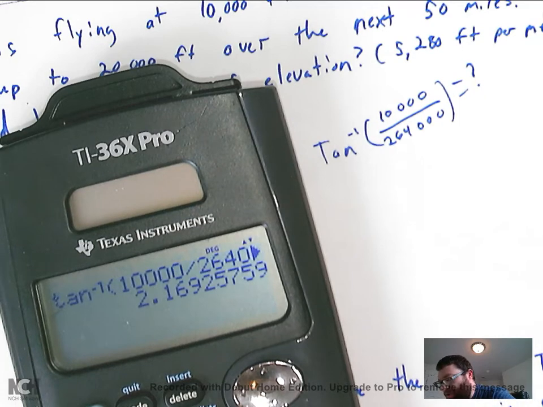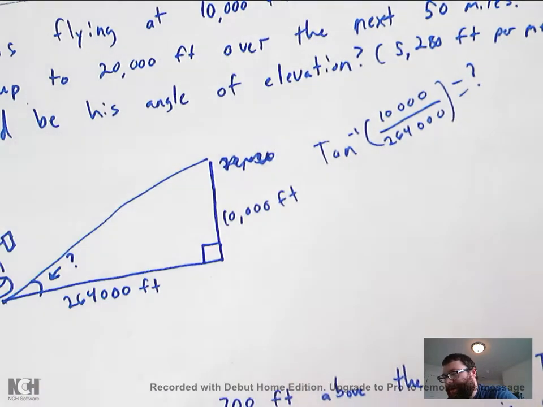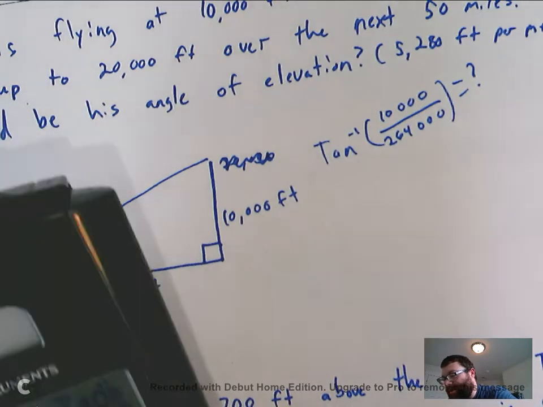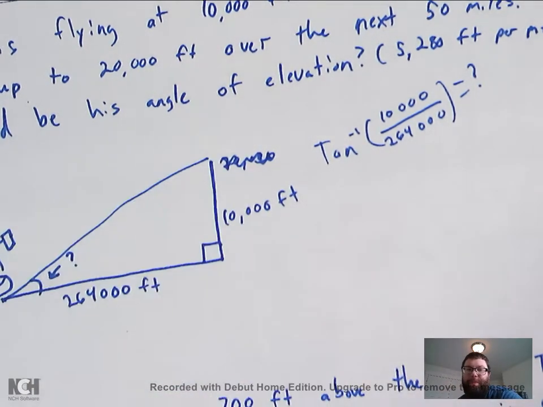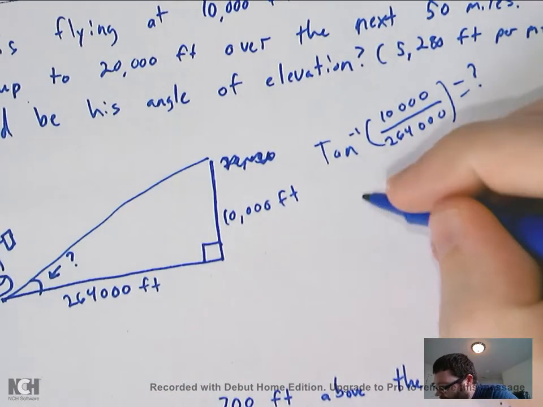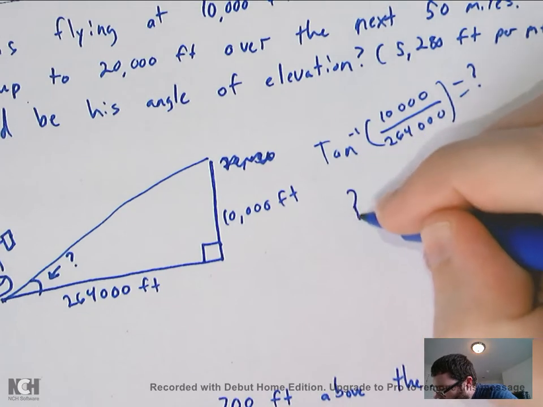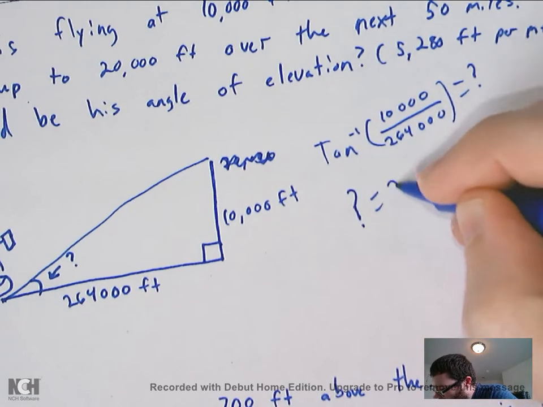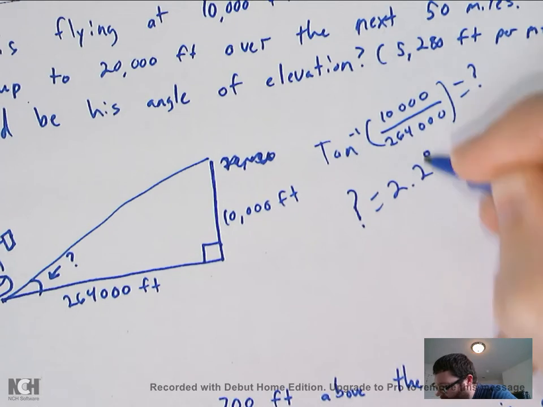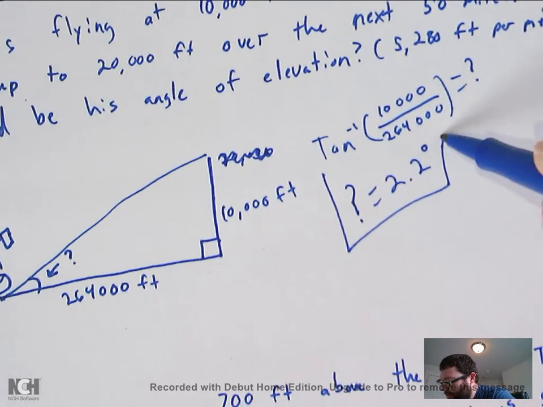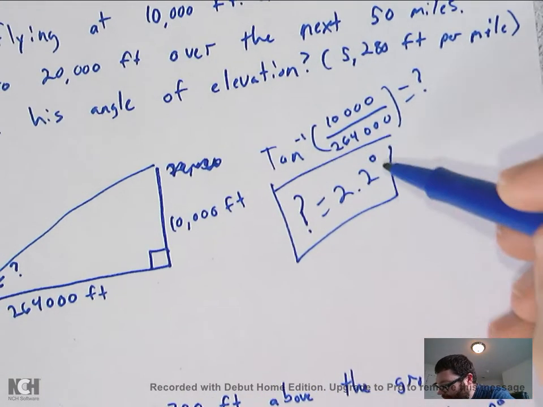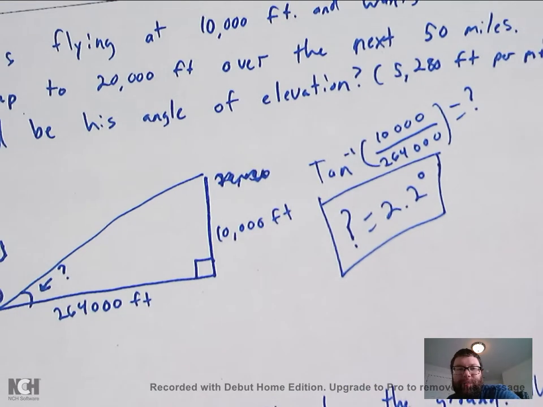And I get 2.16, which, rounded to the nearest tenth, would be 2.2 degrees. So that angle of elevation would be 2.2 degrees, and that's your answer. Not too bad, right?